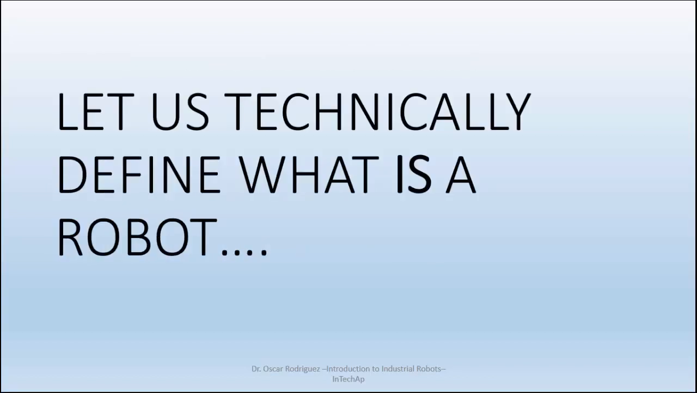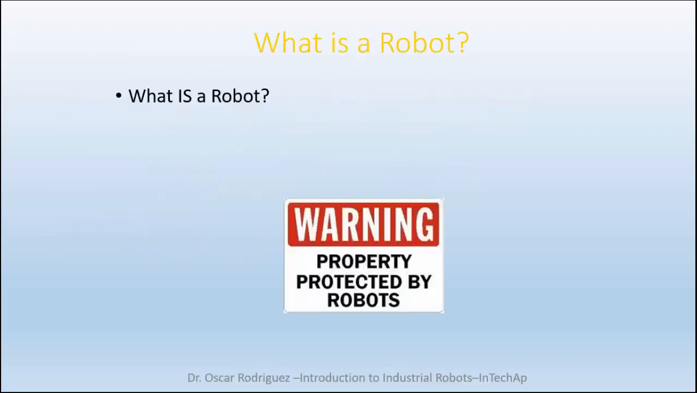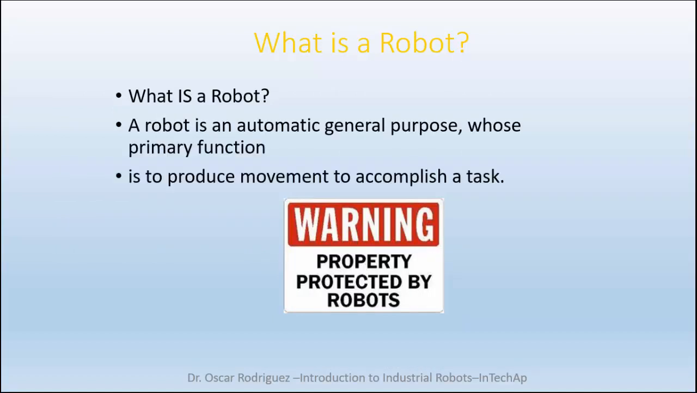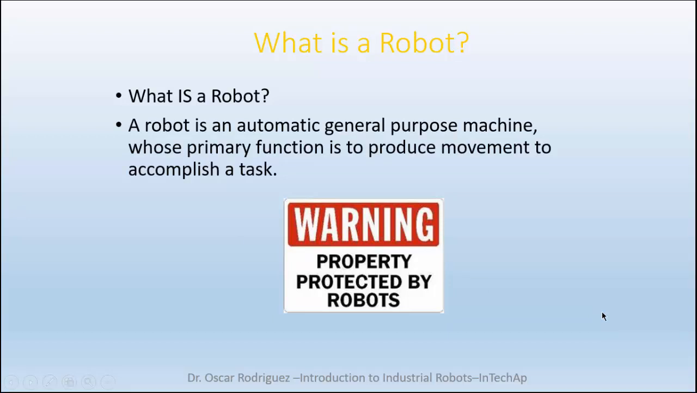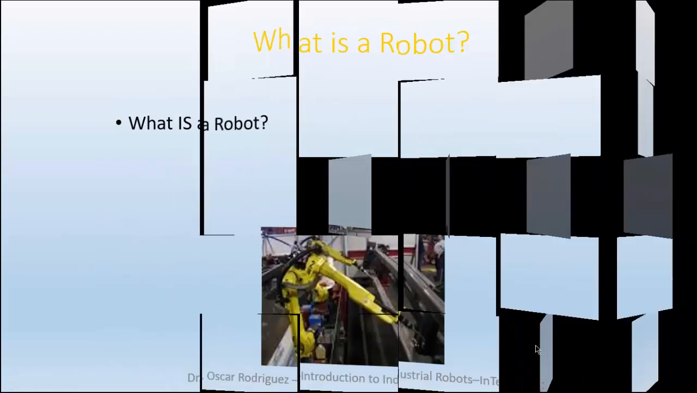Let us technically define what a robot is for our purpose. By definition, here are some pretty elaborate definitions. A robot is an automatic general purpose machine, or device, whose primary function is to produce movement to accomplish a task. That's a pretty good general definition. You can buy that. All right, let's see what else we've got.